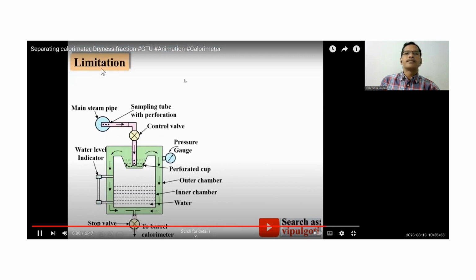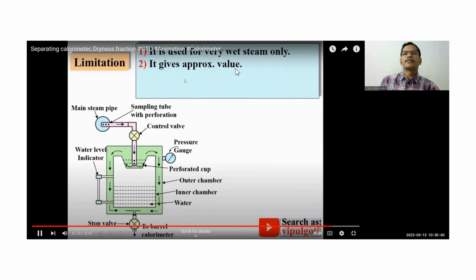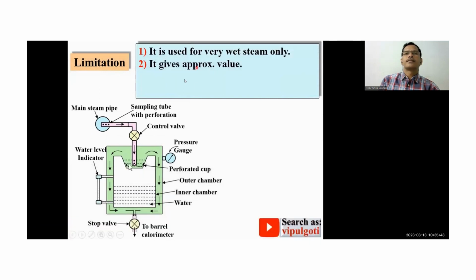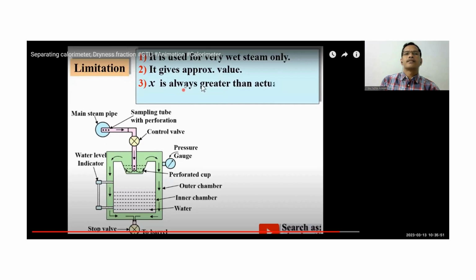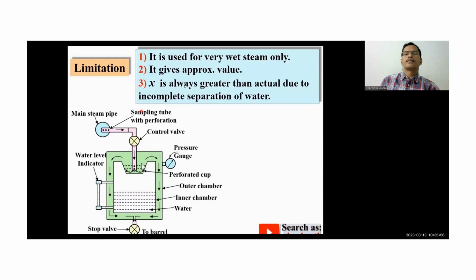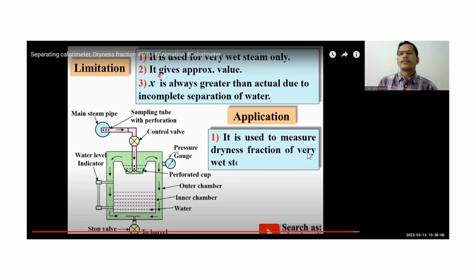Limitations of the separating calorimeter. It is used for very wet steam only. It gives an approximate value because some of the water molecules can flow with the steam molecules. X is always greater than the actual value due to incomplete separation of the water. So these are certain limitations of the separating calorimeter. The application: it is used to measure the dryness fraction of very wet steam only.